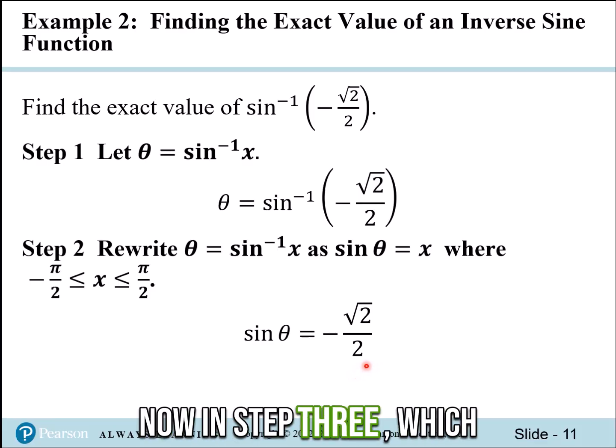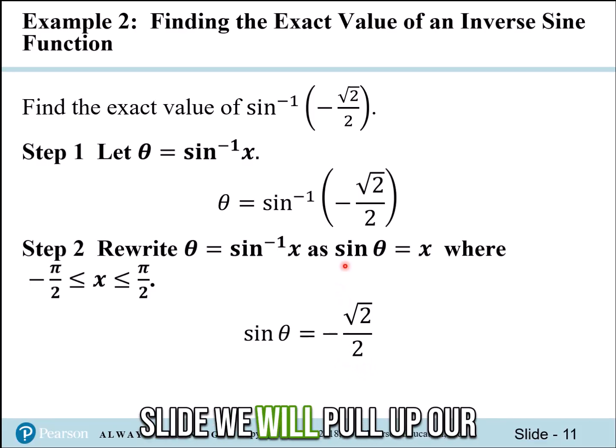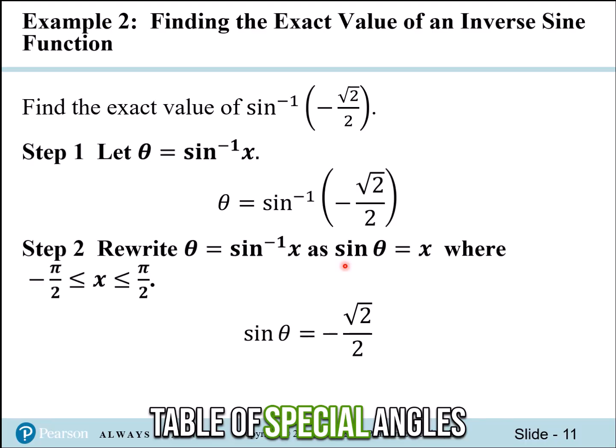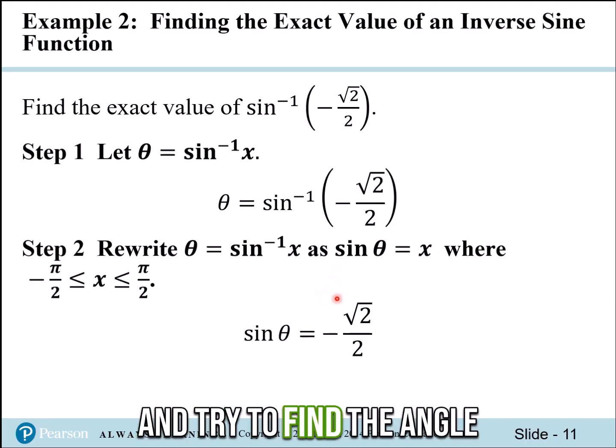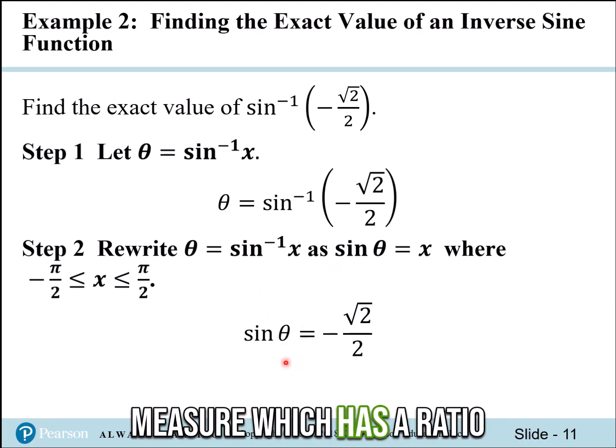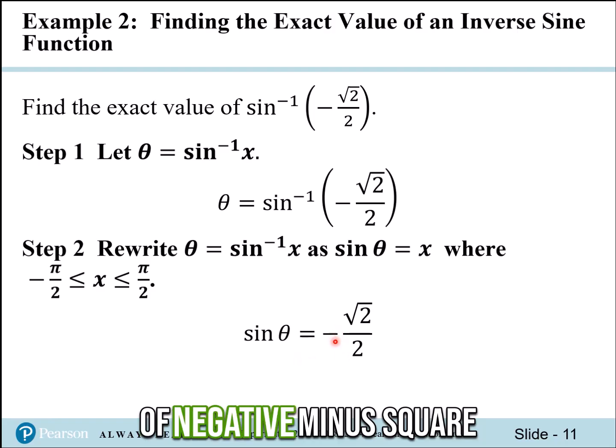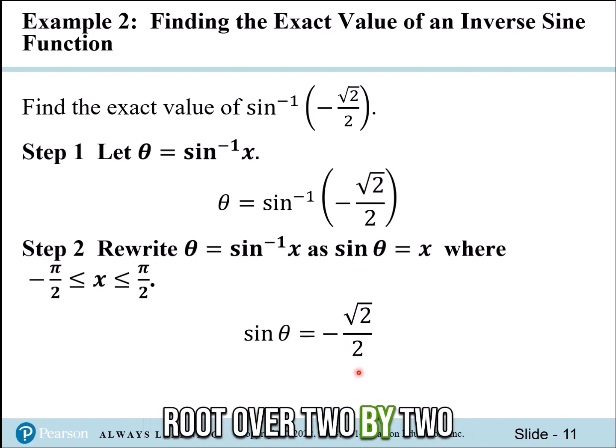Now in step 3, which will appear in the next slide, we will pull up our table of special angles and try to find the angle measure which has a ratio of negative square root of 2 by 2.